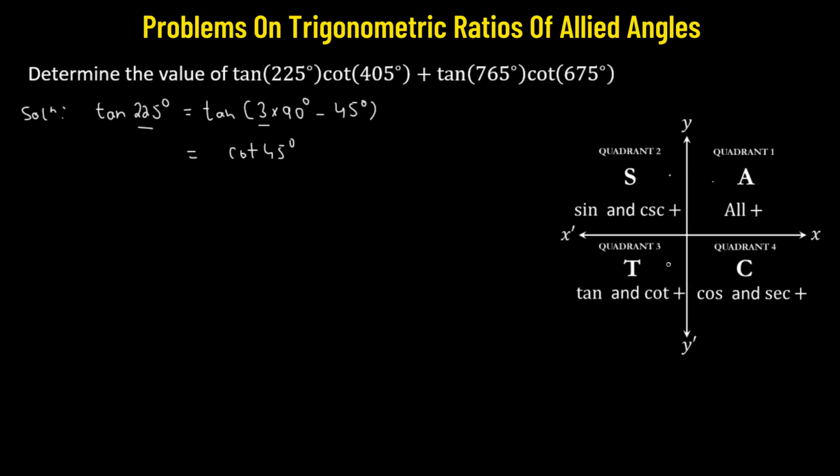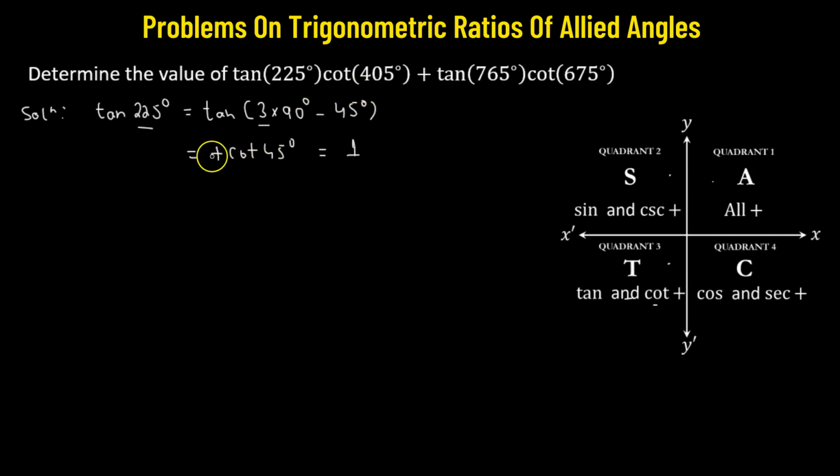But since 45 degrees is an angle lying between 0 and 90 degrees, we are still going to lie in the third quadrant. Now in the third quadrant, tangent and cotangent are positive, so our final result is going to be positive cotangent of 45 degrees. So cotangent of 45 being 1, our final value is also 1.